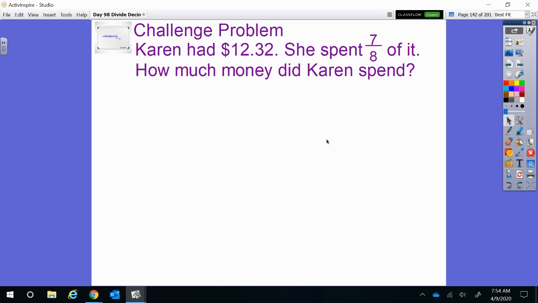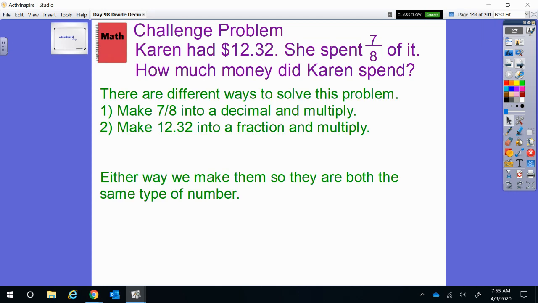Here's the challenge problem. Karen had $12.32. She spent 7/8 of it. How much money did Karen spend? Well, first we have to do some conversion. We got to convert that fraction into a decimal value. There are two different ways to solve this problem. Number one, make 7/8 into a decimal and multiply. Or two, make $12.32 into a fraction and multiply.